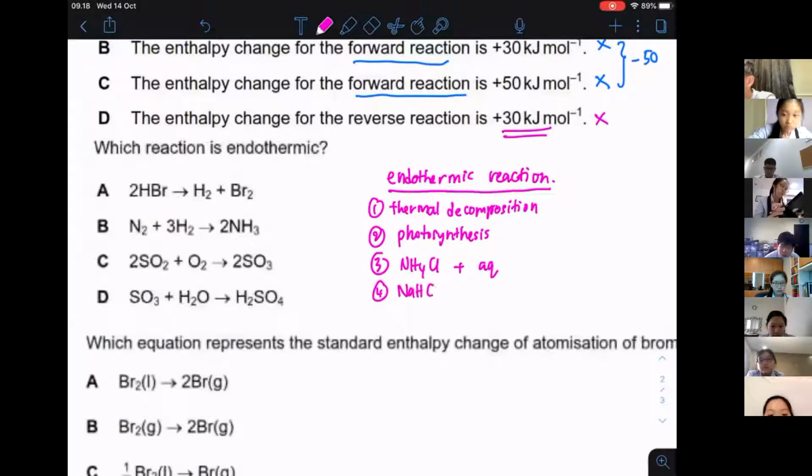Sublimation. HCO3. Citric acid, and citric acid. Very good. This is going to be another example of an endothermic reaction. Okay, please take note.